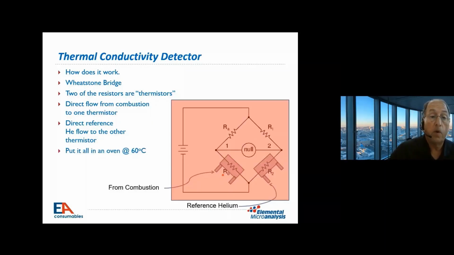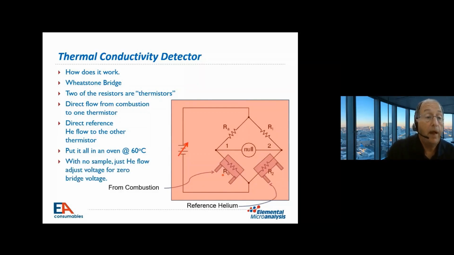And then we will put it all in an oven at 60 degrees Celsius to keep any ambient temperature from affecting things. And with no sample, but just the helium flow going on both sides, we'll adjust the voltage such that there's 0 voltage across these 2 points. So again, we just have a flow of helium coming through this side, a flow of helium coming through this side. We'll get steady state because the thermistors will have the same flow rate going through. Everything is in balance, and we set things to 0.